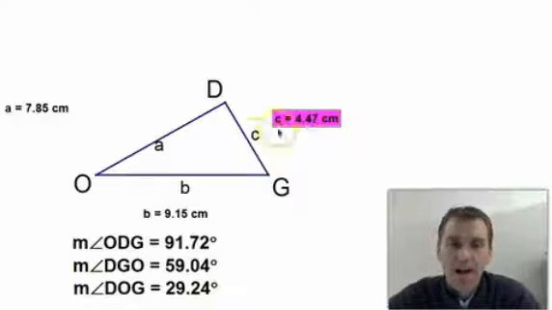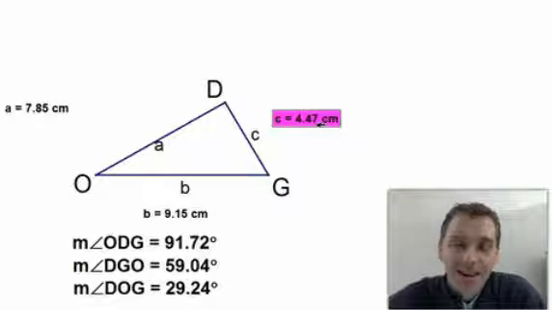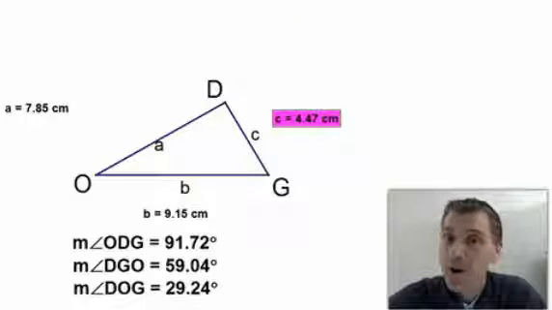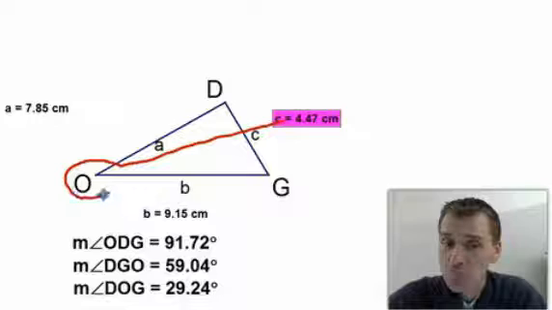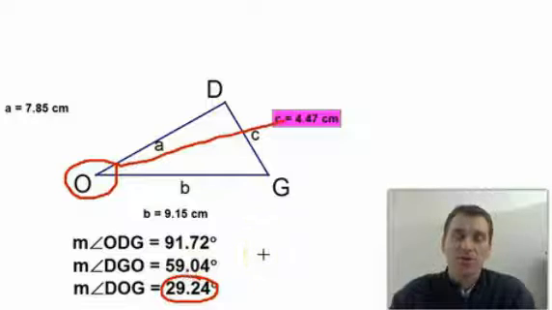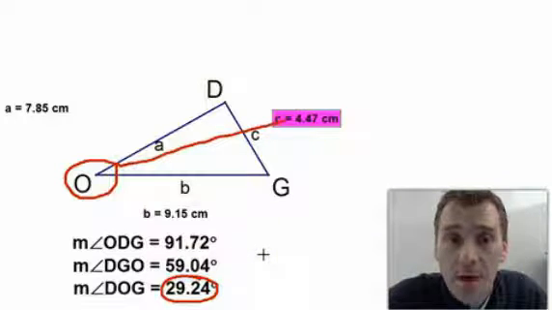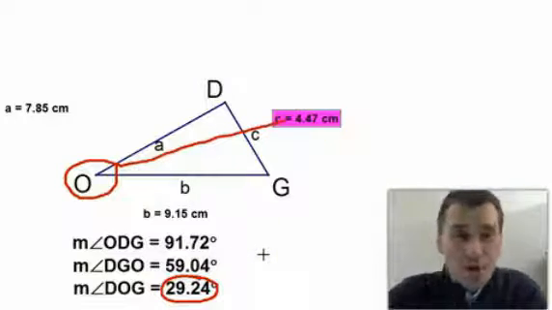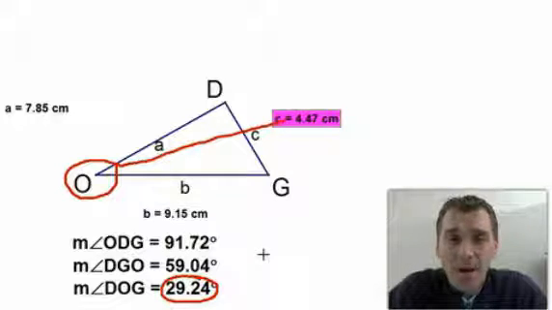So now side C, you see, is the shortest side. Well, is that across from the smallest angle? Let's take a look. DOG, check that out. It is the smallest angle. So there's your relationship. I'd write it down like this if you haven't already. The shortest side of any triangle is always across from the smallest angle in the triangle.